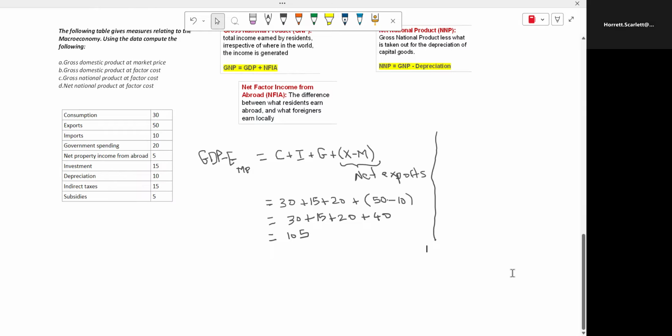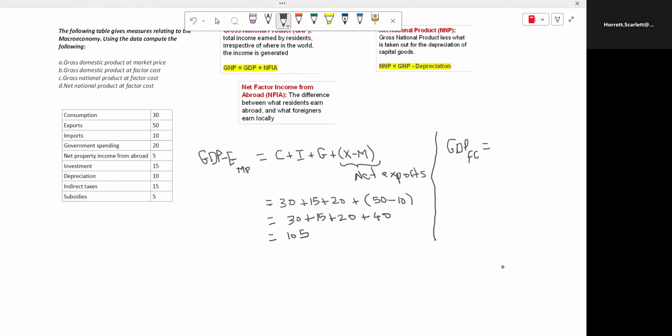So let's have a look at our table. And when we look at our table, we realize that we do have some values for indirect taxes, and we do have some values here for the subsidies. So we need to make some adjustments for that. So here we go. We are going to find GDP. So GDP at factor cost.